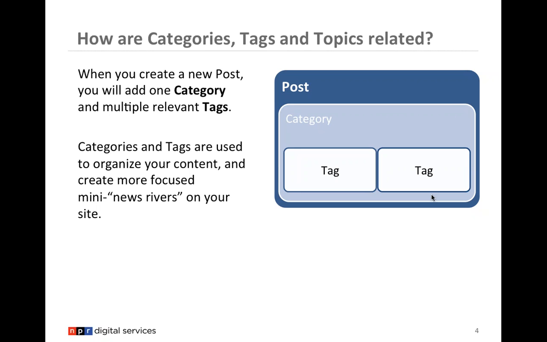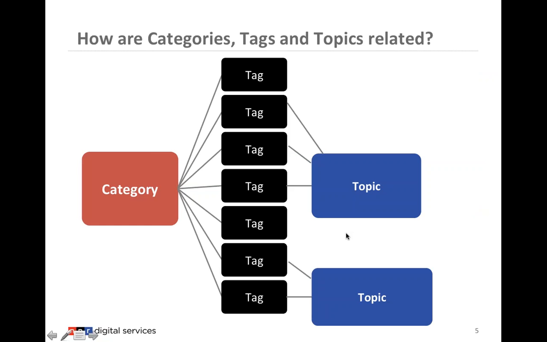And those categories and tags in Core Publisher, they allow you to create mini rivers or like aggregation pages. So each category and tag will have its own separate aggregation page. So when you think of how they're related, you're going to have one main category, and then you'll have multiple tags under that one category that are all somewhat related. And the way that topic pages work is that topic pages are aggregations of tags. So you can take multiple related tags and pull all content with those tags into one topic page.